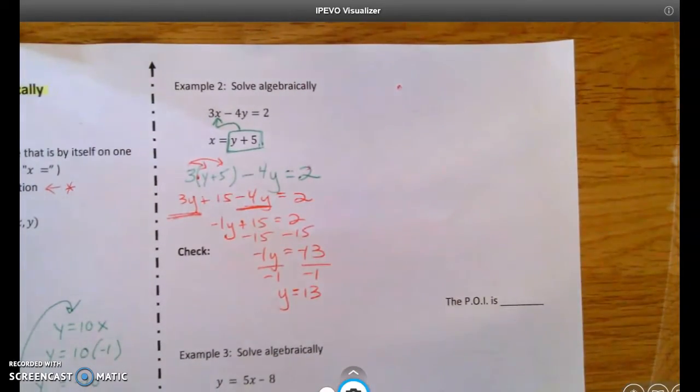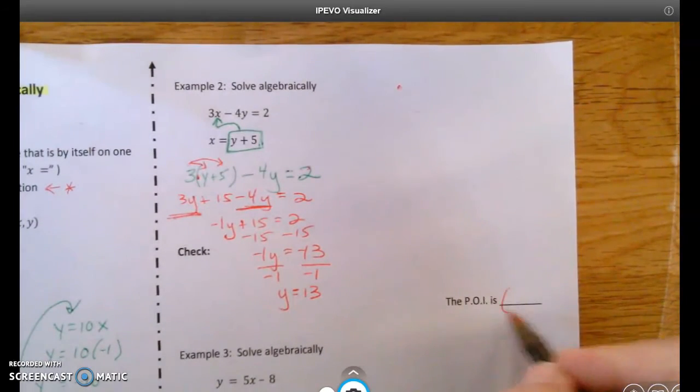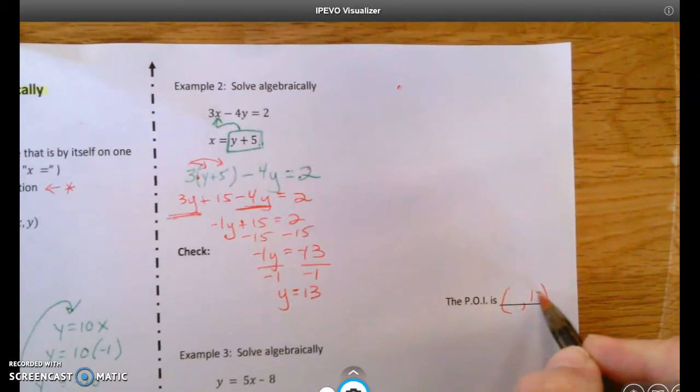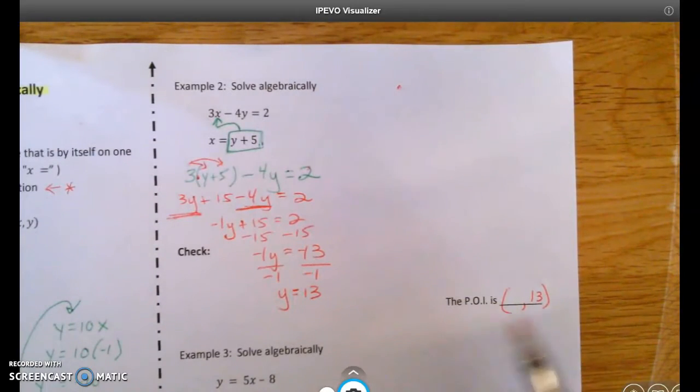So it looks like I don't have my POI yet. It looks like I have a y value that is 13. But that can't be my final answer, remember, because a point of intersection has not only a y value, but it has an x value in front of it.